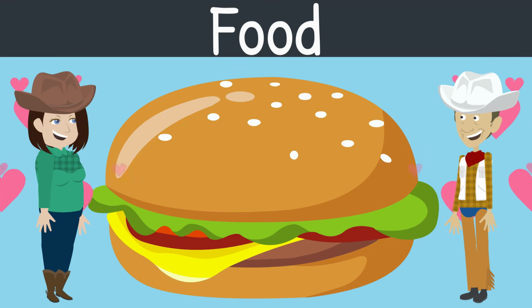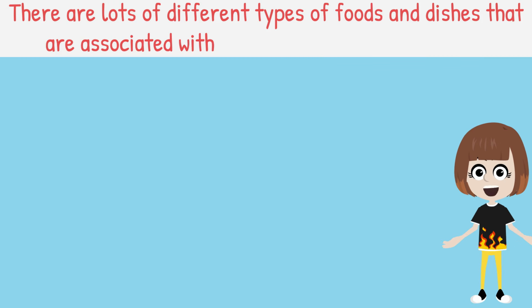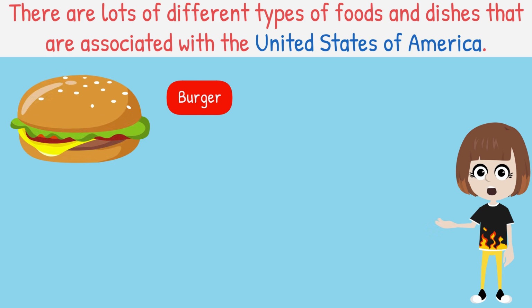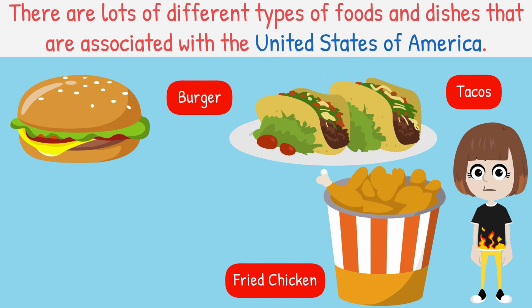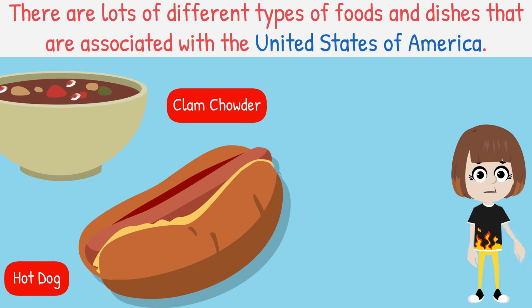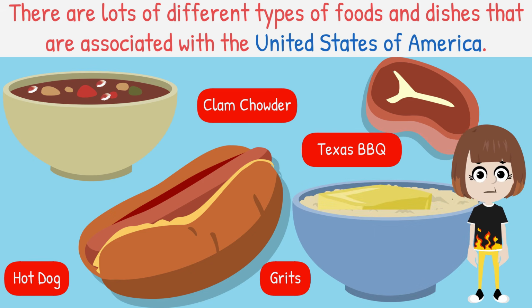Food. There are lots of different types of foods and dishes that are associated with the United States of America. Burger, tacos, fried chicken, apple pie, hot dog, clam chowder, Texas barbecue, grits.